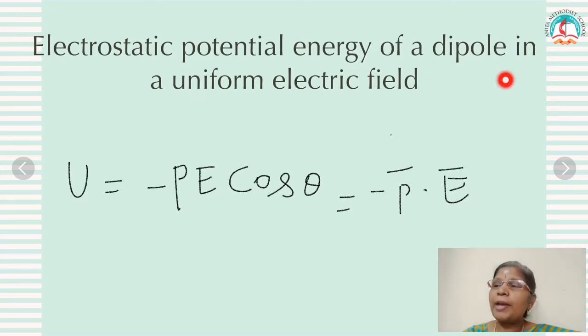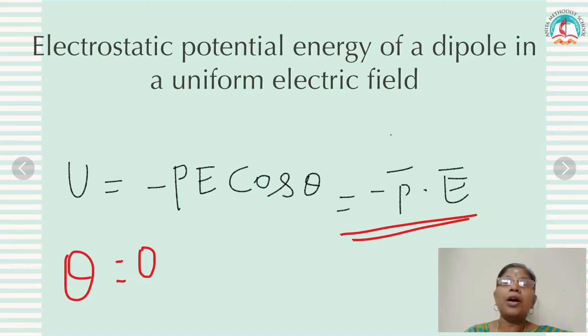If I calculate with a dipole inside a uniform field, the potential energy formula is equal to minus P E cos theta. When I assume theta equal to 0, cos 0 equals 1, so the answer is minus P into E.